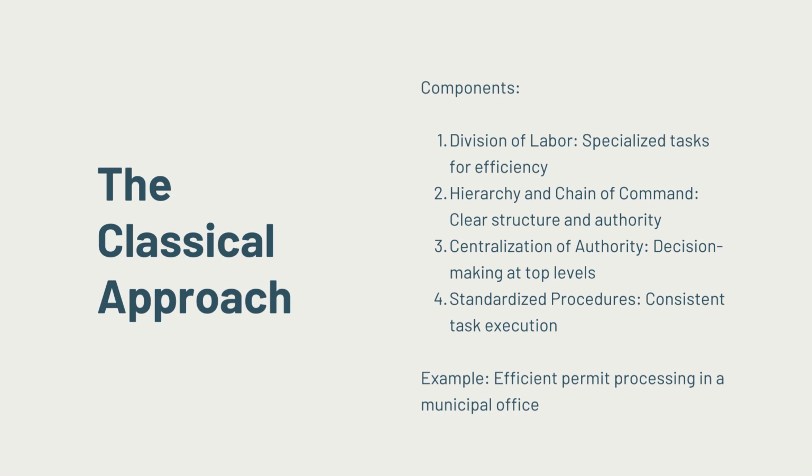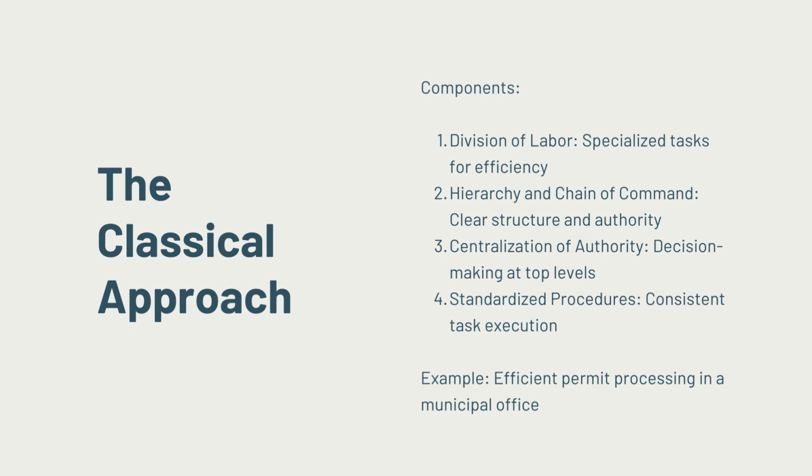Third, we have centralization of authority. Decision making authority is typically concentrated at the top levels of management in the classical approach. This allows for consistent and uniform decisions across the organization. Example, in a city's public works department, key decisions about budget allocation, project prioritization, and policy implementation might be made by the top management, and this ensures that all projects align with the city's strategic goals.